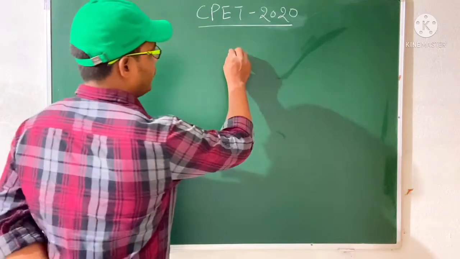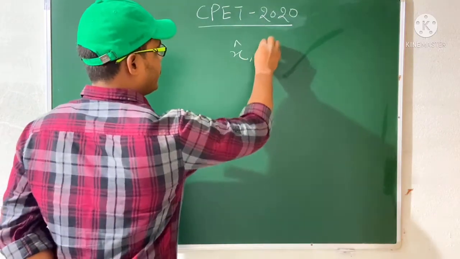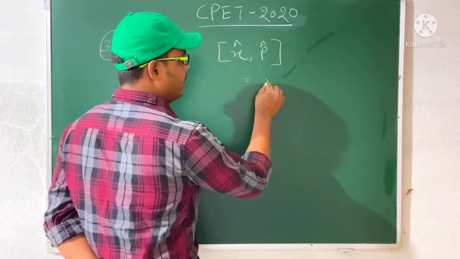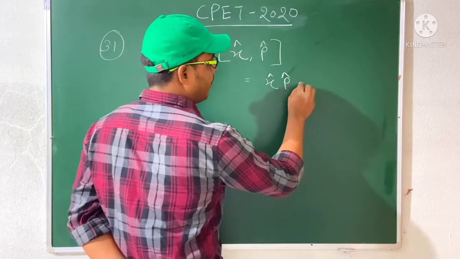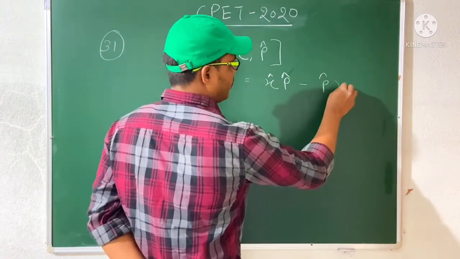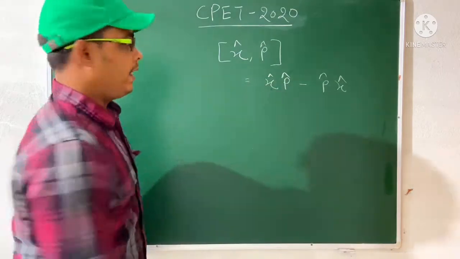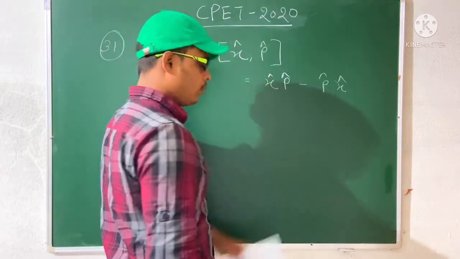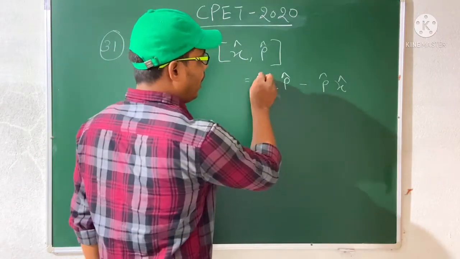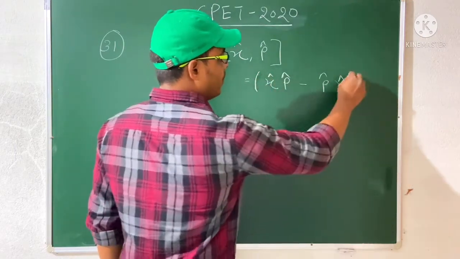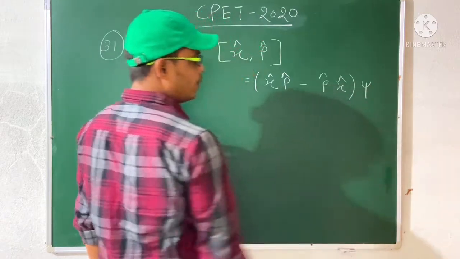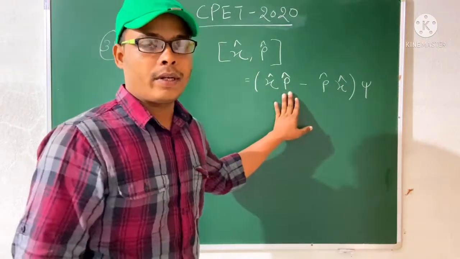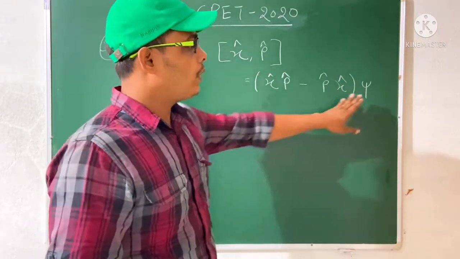So actually what does it say? Suppose two things are given to you and we have to find the bracket of them. This symbol means x cap p cap minus p cap x cap. But remember, these are the operators. X cap is the position operator, p cap is the momentum operator, right? So when we do this, we have to operate this. We need one function, right? This position and this momentum operator cannot have any meaning without a function.